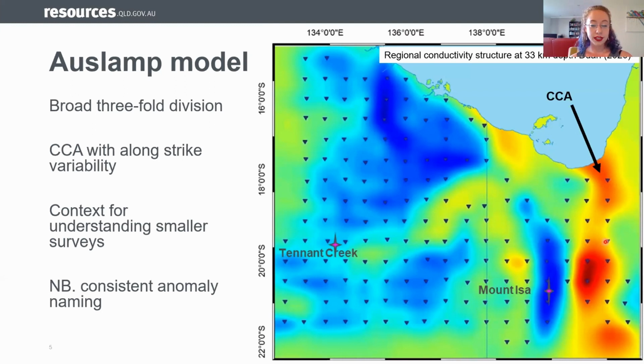So I just want to note, as I step through the surveys, I've made sure that the conductors are consistently labelled. So it might be a bit of an ask to follow through as I step through all these structures, like electrical structures, but they're all consistently named. So if I talk about slides, that is the same structure.